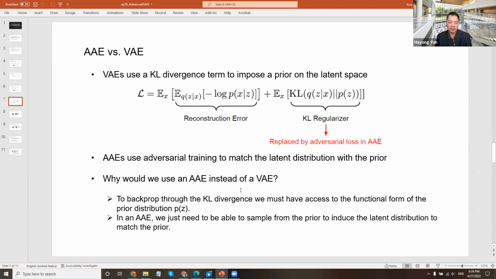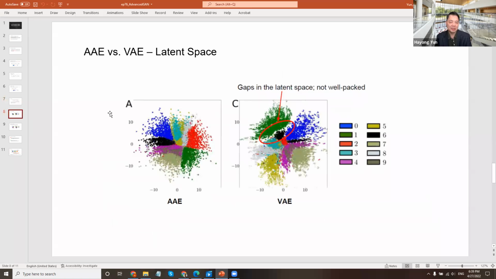So why would you use an AAE instead of a VAE? Well, to backprop through the KL divergence, we must have access to the functional form of the prior distribution P(Z). In an AAE, we just need to be able to sample from a prior to induce the latent distribution to match the prior. That's one aspect of it.